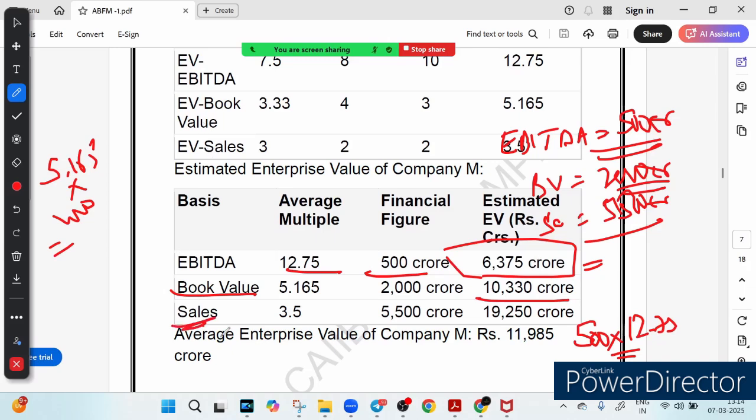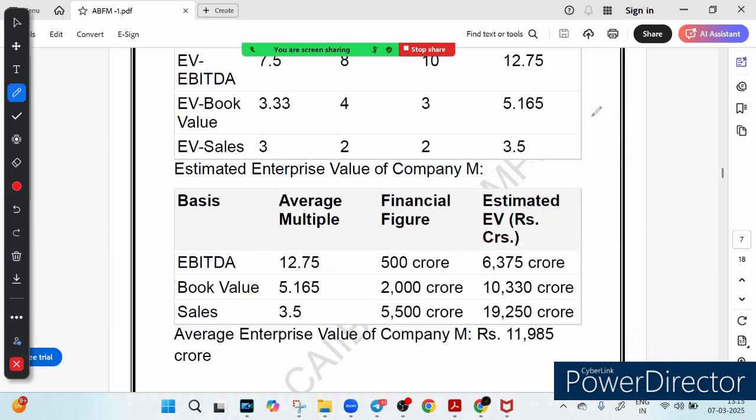So just like you would not pay double the price for a similar car, business also need fair valuation, and this method ensures investors don't overpay or undervalue a company. I hope this makes sense, quite easy to understand, right? So the final enterprise value is 11985. This way a question can be asked and you can easily answer.